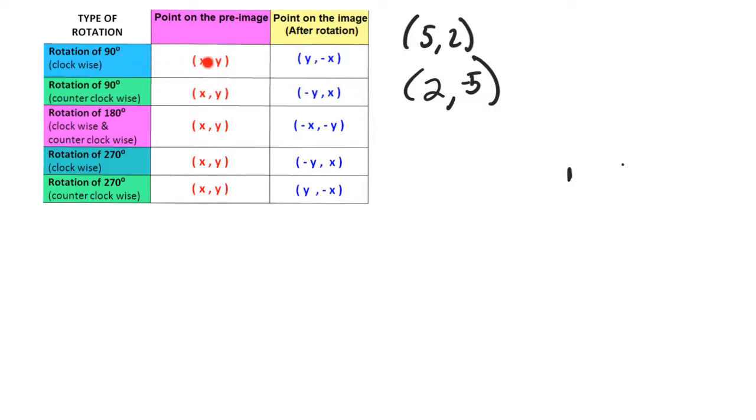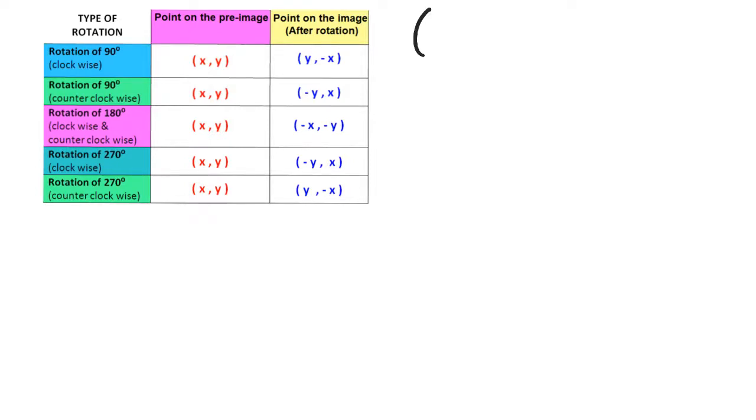So rotating 90 degrees, the only thing that happened was I brought the Y to the X value, I brought the X to the Y value, and then I changed the sign of what the original X was. And that's what this is saying. So let's look at another one. Let's erase all of this. Let's do another rotation 90 degrees.